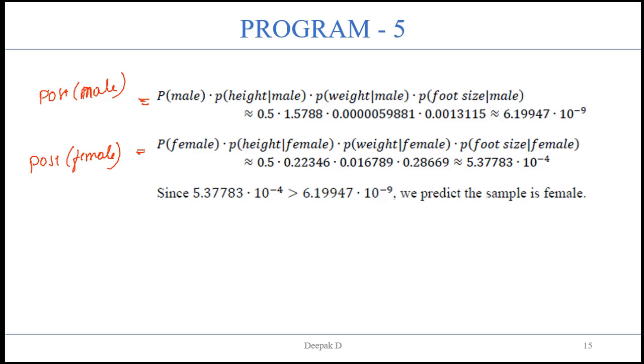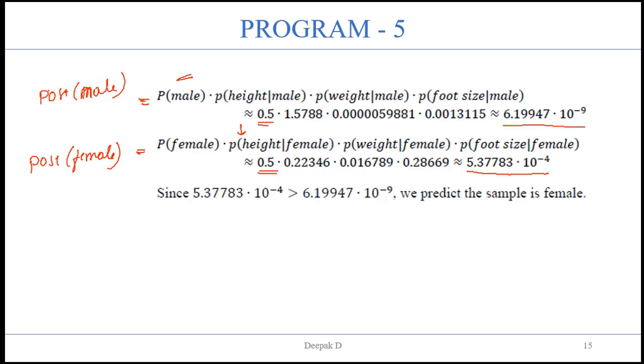The evidence remains the same, because whatever values I have taken are from that particular data set, and the probability value remains the same. Hence I have eliminated that evidence and just use the prior probability value and also the likelihood. So substitute these values in this formula and you receive 6.19947 into 10 to the power of minus 9. Apply the same procedure with the values we received for these terms in this formula with respect to the female, and you will receive these values.